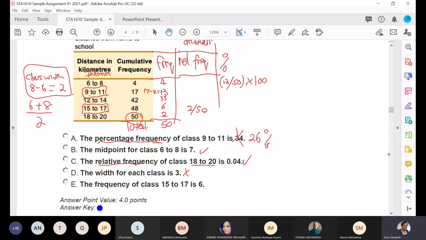So if I add 4 plus 13 plus 35 plus 6 plus 2, that should give me 50. But anyway, let's answer the question. The frequency of the class 15 to 17 is 6. So on this question, we had 2 incorrect answers.